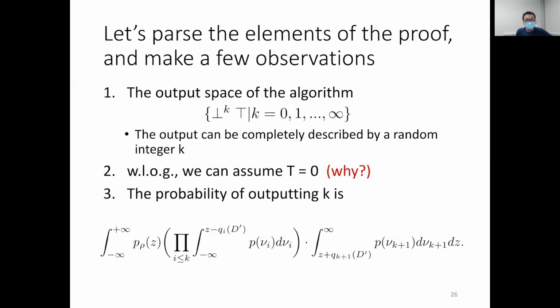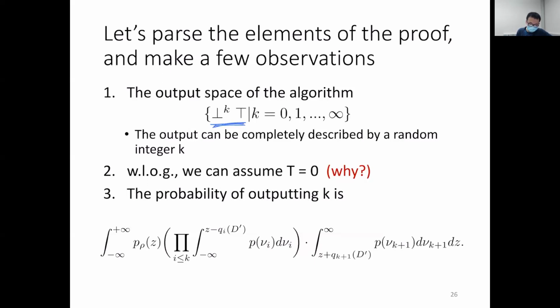If we stare at how this algorithm works, it only stops when the output is top. If the output is perp, then we'll keep going. So in other words, the output space of this algorithm is an infinite set, but the output is always of this form. This means that the output can be completely described by a random integer k, or in other words, a stopping time.